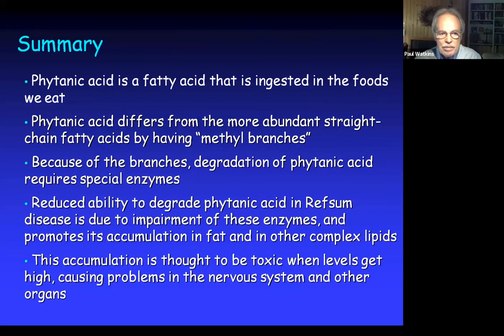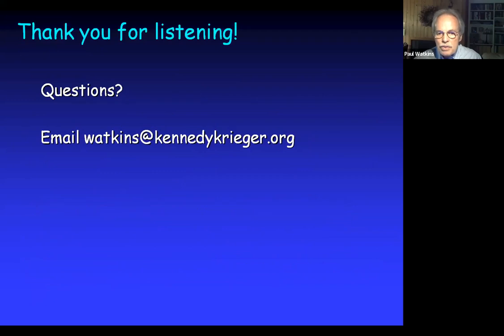So in summary, phytanic acid is a fatty acid that is ingested in the foods that we eat. Phytanic acid differs from the more abundant straight chain fatty acids by having these little methyl branches. But because of the branches, degradation of phytanic acid requires specialized enzymes. Reduced ability to degrade phytanic acid in Refsum disease is due to impairment of these enzymes and promotes the accumulation of phytanic acid into fat and other complex lipids. And subsequently, this accumulation is thought to be toxic when levels get too high, causing problems in the nervous system and other organs.